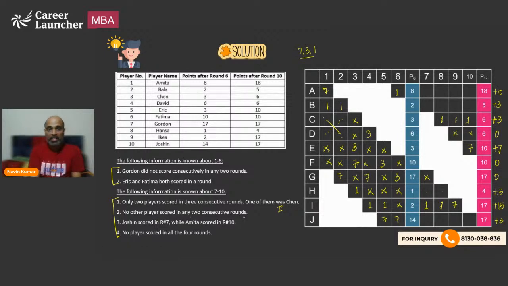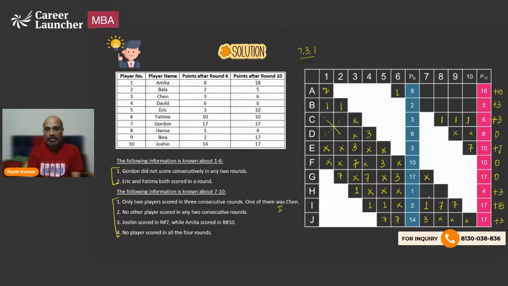No other player scored in any 2 consecutive rounds. So it's not even going to be consecutive for them, right? Joshin scored in round number 7. So Joshin scores in round number 7, and we can't put 1-1-1 for him because 1 is already done in every round. So 3 should definitely come from here.